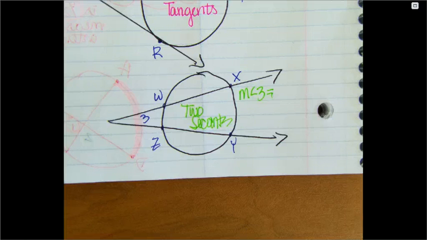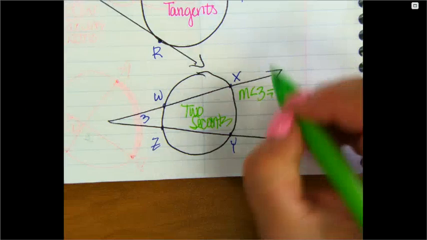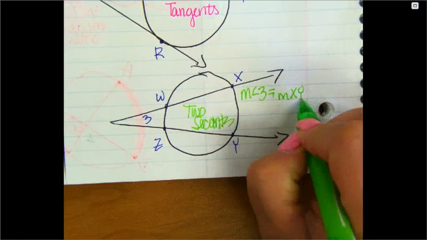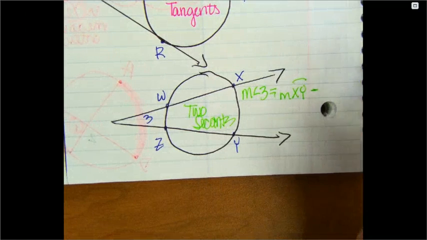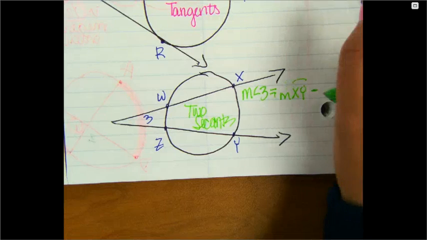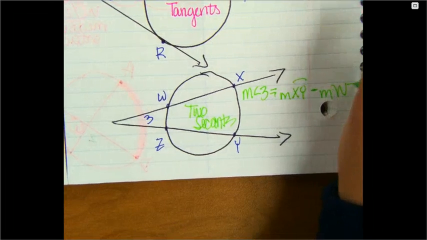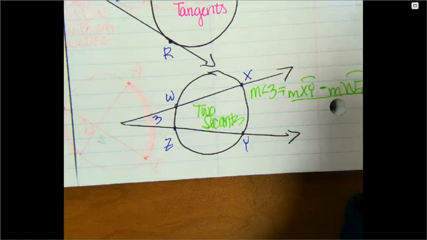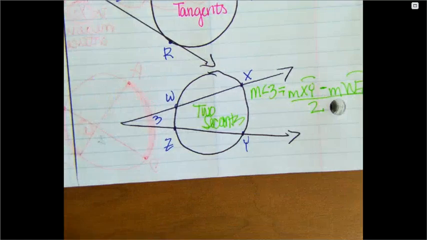All right, what do we do? Measure of angle 3 equals what? Measure of arc XY minus what, Anthony? WZ, all divided by what? 2. Good? Questions? All right, let's do examples.